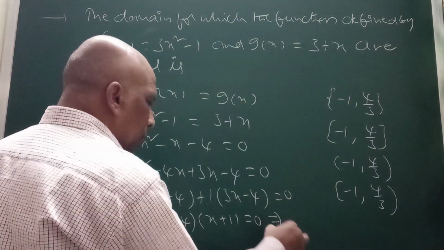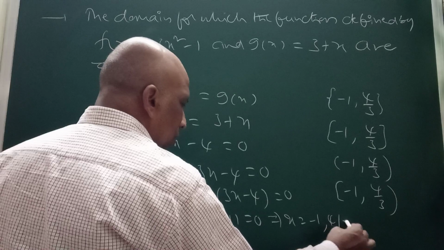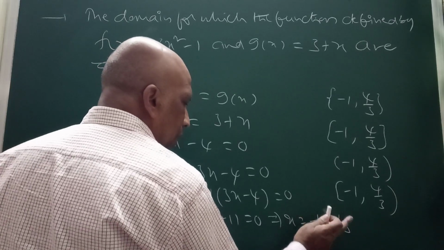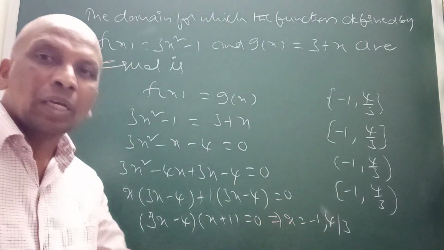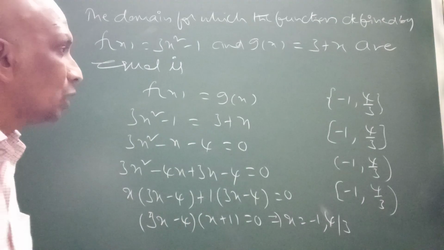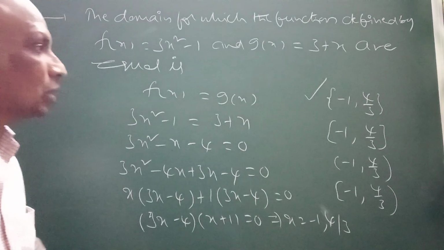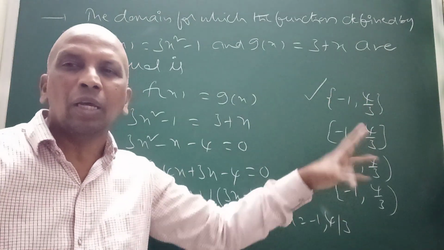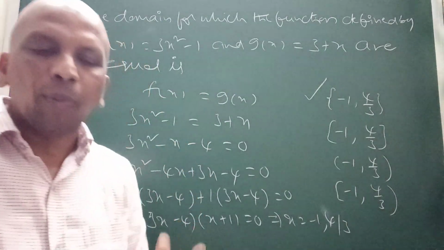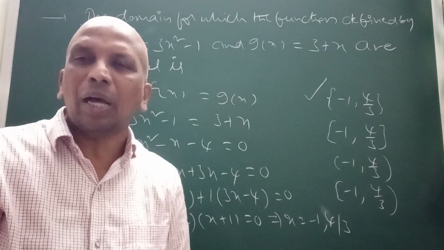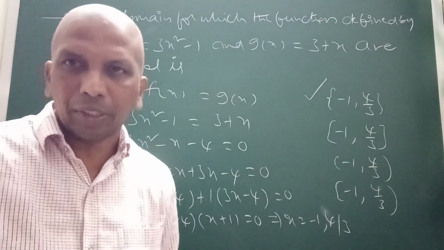So from this I can conclude that x is equal to minus 1 comma 4 by 3, right. Only these are the two values. So this means I have only got two values. Therefore the domain is equal to the set of minus 1 comma 4 by 3. So this is our answer, right? For these two values, we can say these two functions should be equal. So with this, I have completed the NCERT textbook class 11th example problems of the topic relations and functions. Thank you.